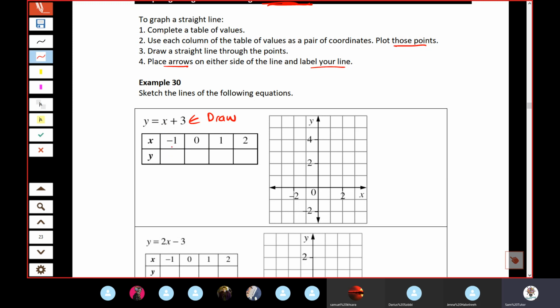All you do is obviously substitute x is -1. So y equals -1 plus 3, that gives me 2. Y equals 0 plus 3, that gives me 3. Y equals 1 plus 3, that should give me 4. Y equals 2 plus 3, that gives me 5.